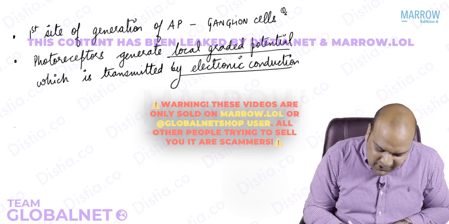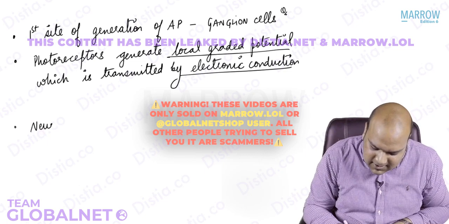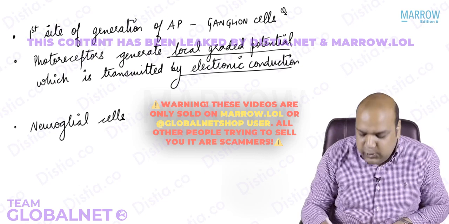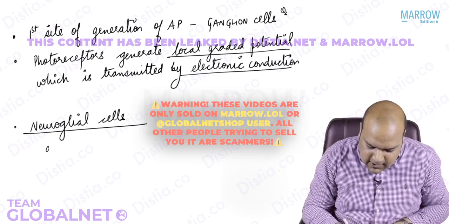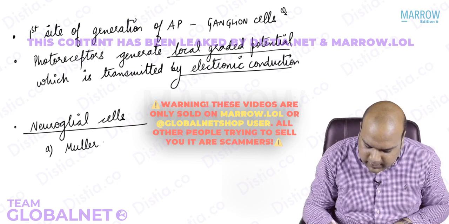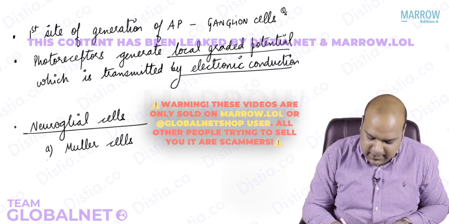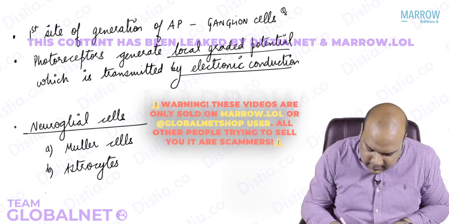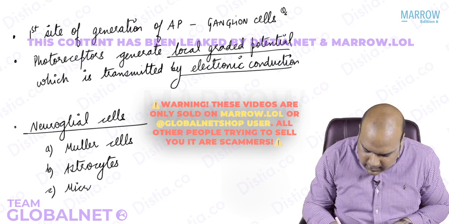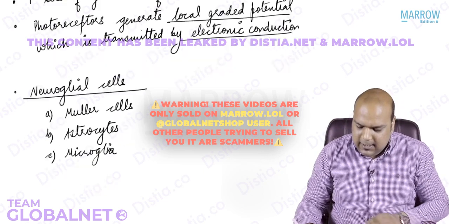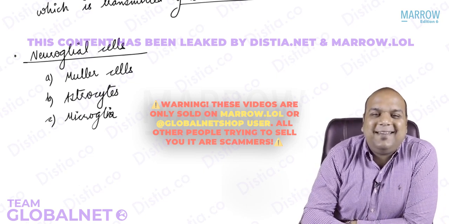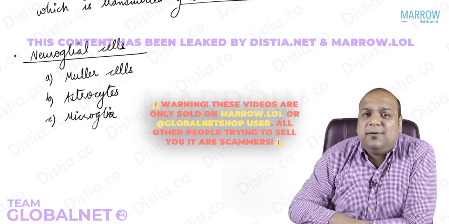Okay. Now, also remember that there are structural supporting cells which we call glial cells. So the question is asked, what are the neuroglial cells, everybody, in the retina? So the neuroglial cells in the retina, as I have already told you, are Muller cells. Secondly, everybody, astrocytes. And thirdly, everybody, microglia. So these are the three main neuroglial cells in the retina, everybody. Yes? That's all about the basic layers of the retina, their names, everybody, and the basic visual pathway.